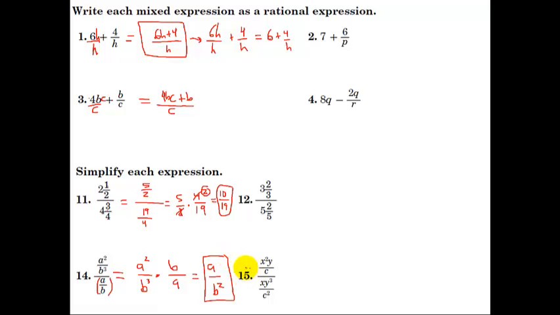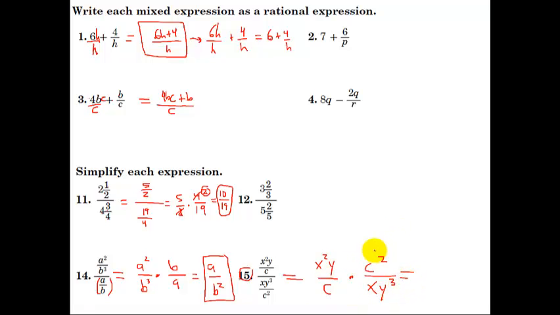And we'll do one last example for good measure here. So we got x squared y divided by c. That's our first piece, and then we're going to multiply by the reciprocal here. So c squared is in the bottom of the bottom, that goes to the top, and this part, x y cubed, is now in the denominator.